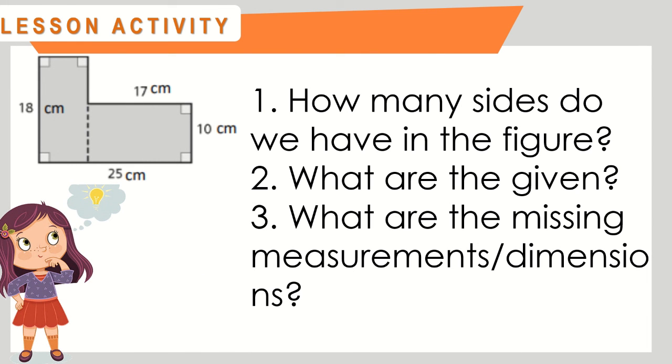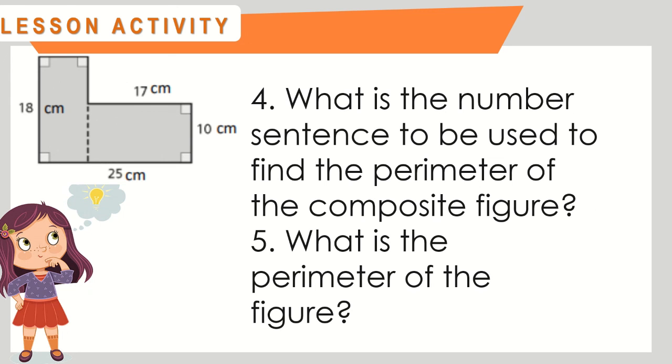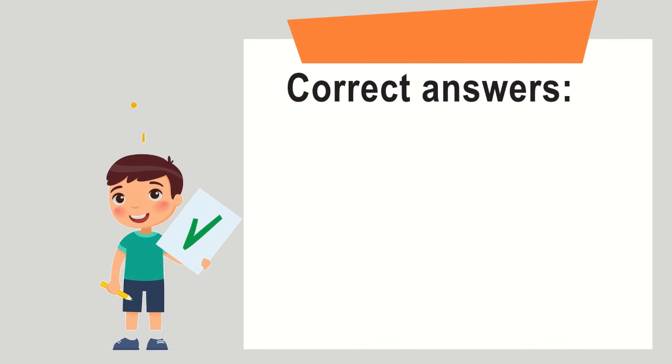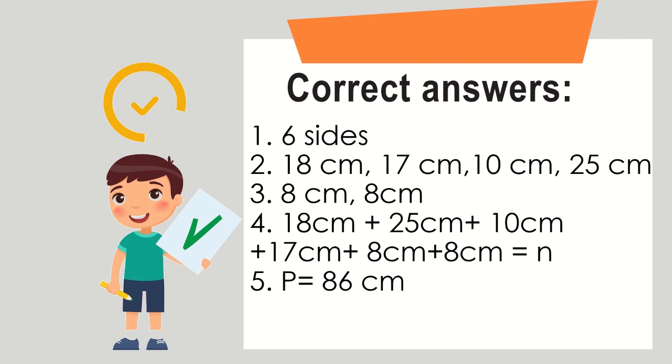Number 1. How many sides do we have in the figure? 2. What are the given? 3. What are the missing measurements or dimensions? 4. What is the number sentence to be used to find the perimeter of the composite figure? What is the perimeter of the figure? Here are the correct answers.